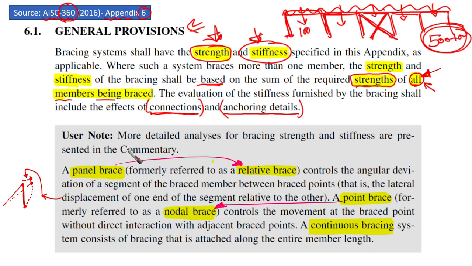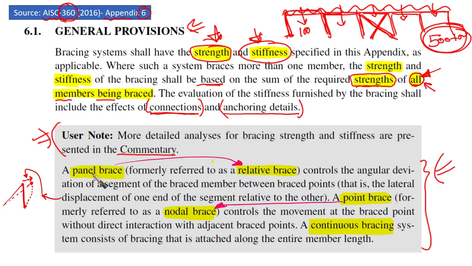There is a note here given by the specification: more detailed analyses for bracing strength and stiffness are presented in the commentary. I strongly recommend that you go to the commentary. You are going to find more discussion regarding stability bracing. But because of the scope of this course, we are going to see only how we can design the bracing and how we can understand the different types of it. That's the main goal of this course.